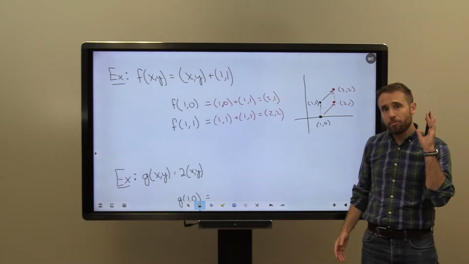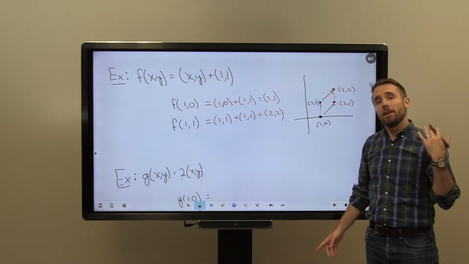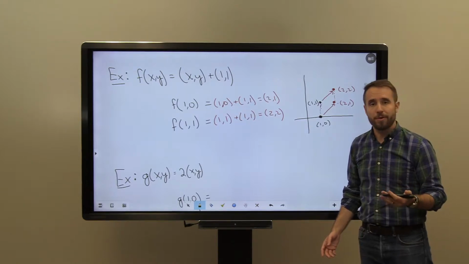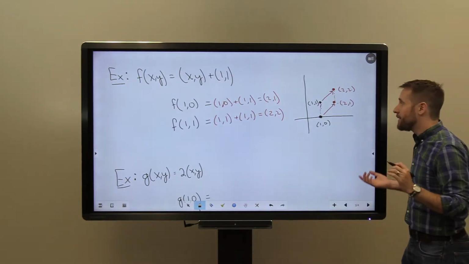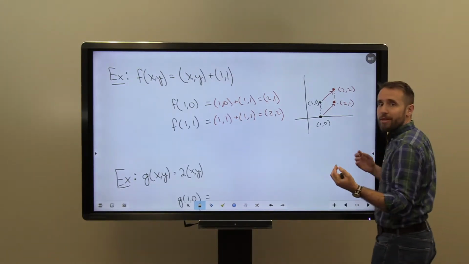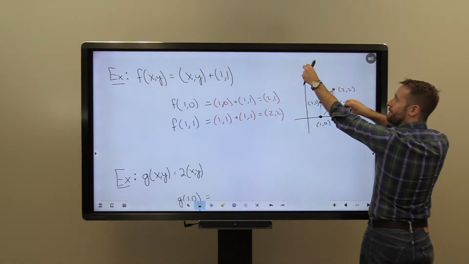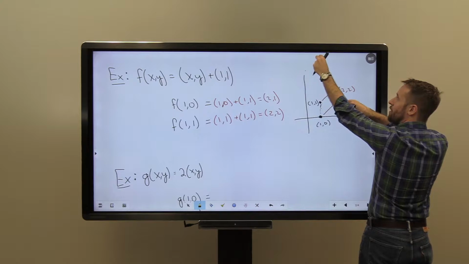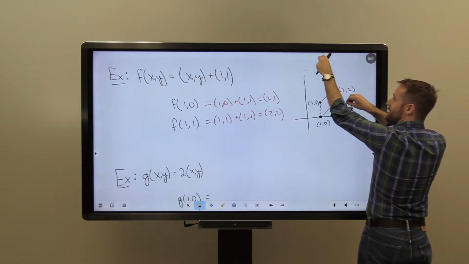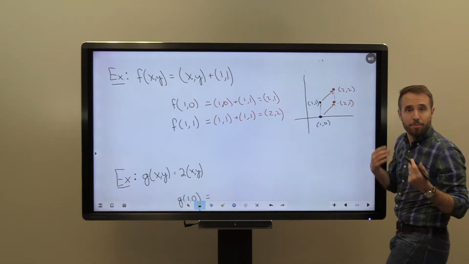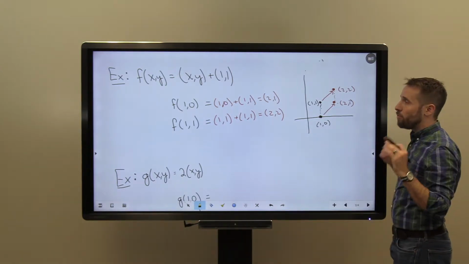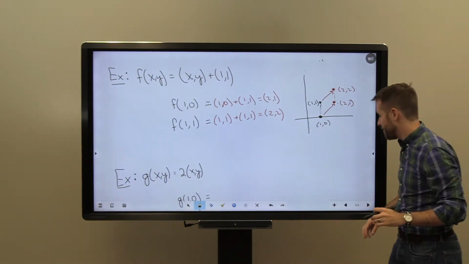It's relatively intuitive to see, although we could show it more rigorously if we wanted to, that given any 2 points in the plane, say this point and this point, if I plug them into the function, I'm just going to add 1, 1 to each of them, and the distances between them will be preserved. So this function will be an isometry.